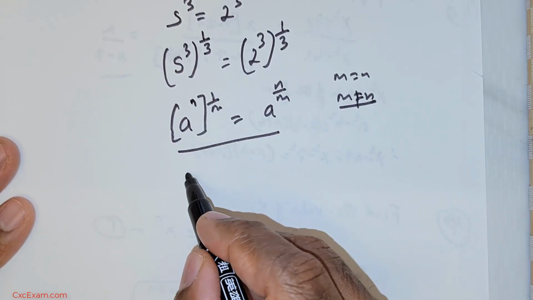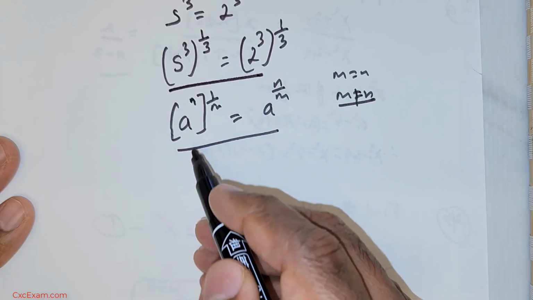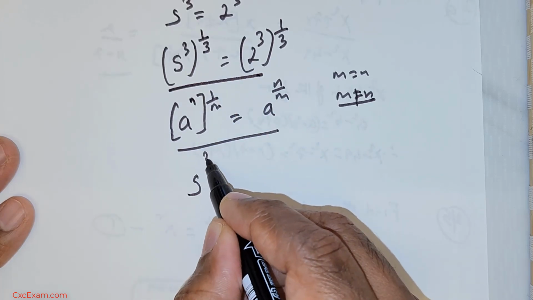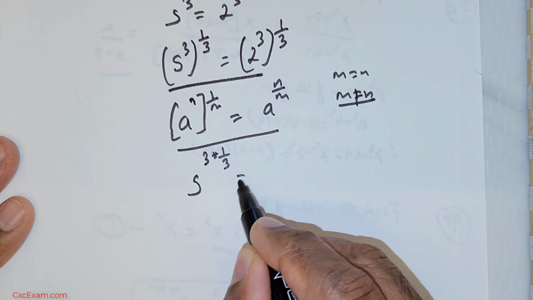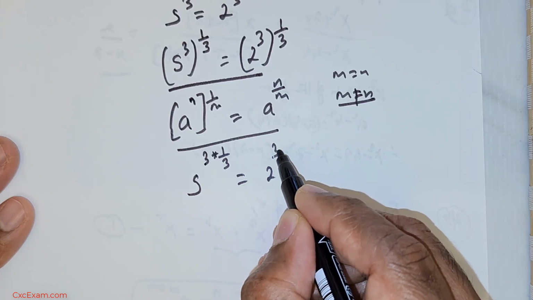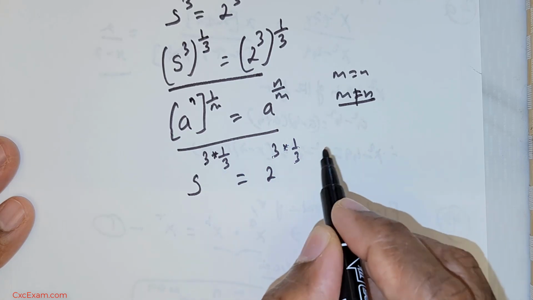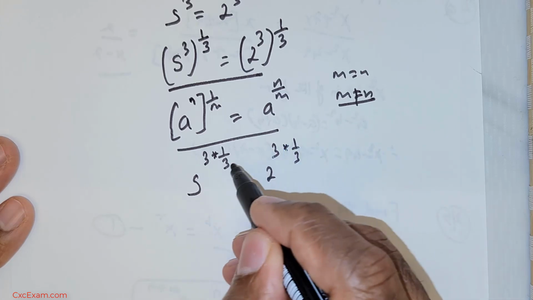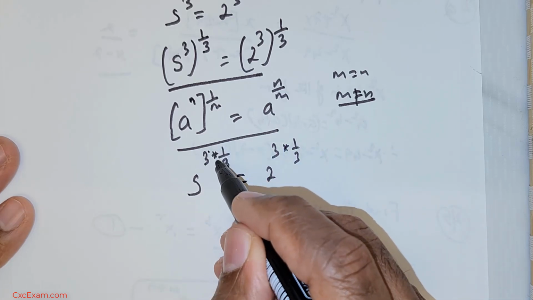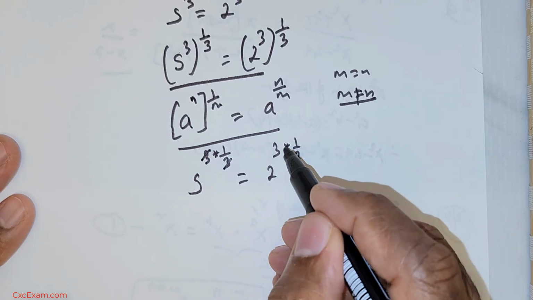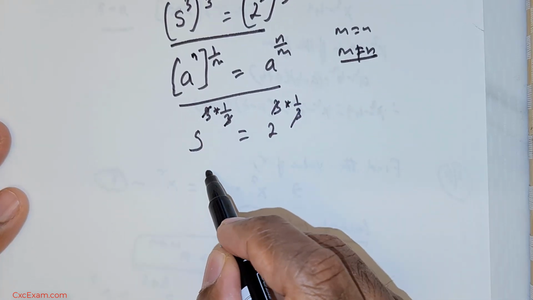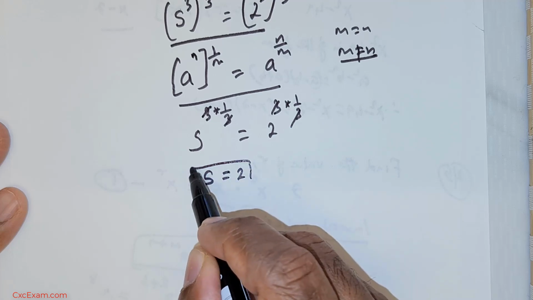So that being said, I'm going to rewrite this as s raised to the power of 3 multiplied with 1 over 3 is equal to 2 raised to the power of 3 multiplied with 1 over 3. So this is what we've got now. Now clearly you can see here, since there is a product here, I can cancel the 3's. So what is left here? We have s is equal to 2. So that is the value.